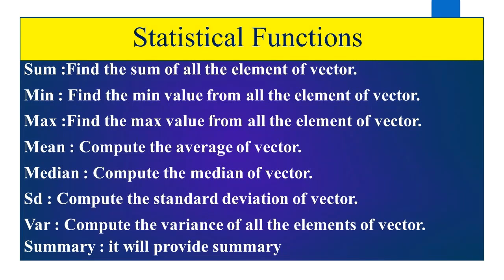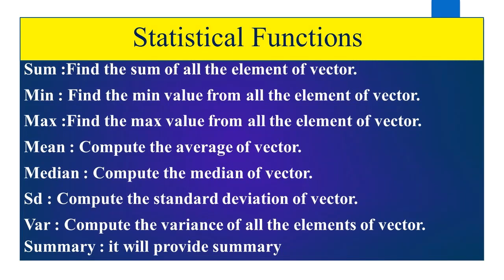Some of the basic statistical functions available in R are sum. It can be used to find the sum of all the elements of a vector. Min can be used to find the minimum value from all of the elements of the vector. Max can be used to find the maximum value from all of the elements of a vector. Mean is used to compute the average of all the elements of a vector. Median is used to compute the median of all the elements of a vector.